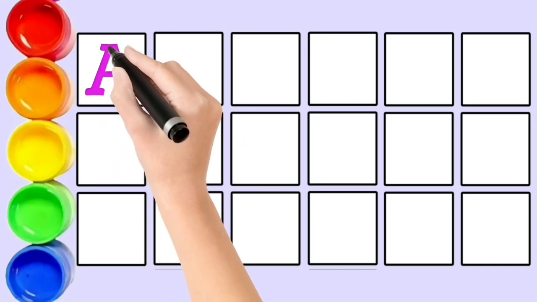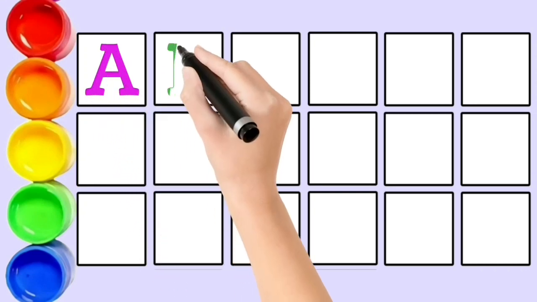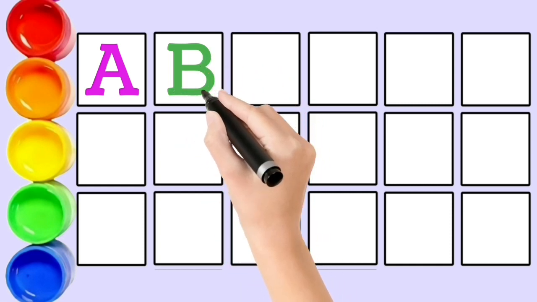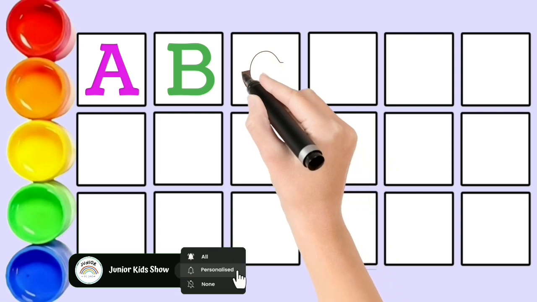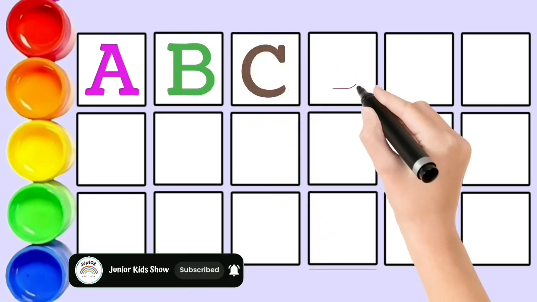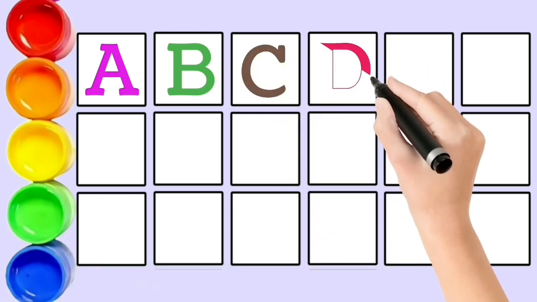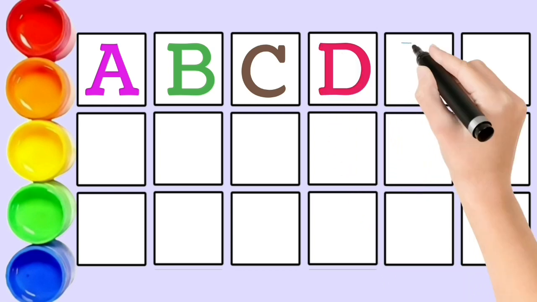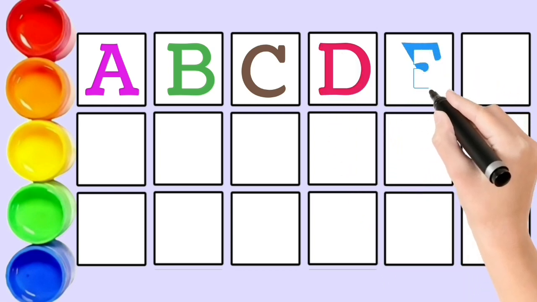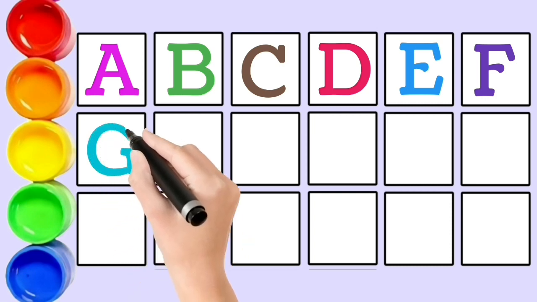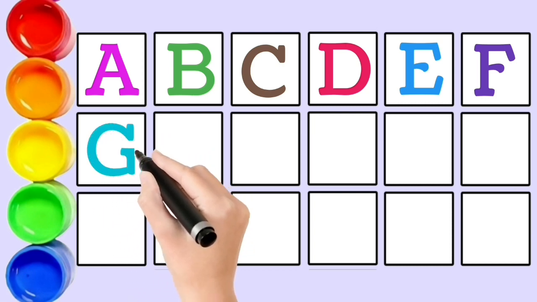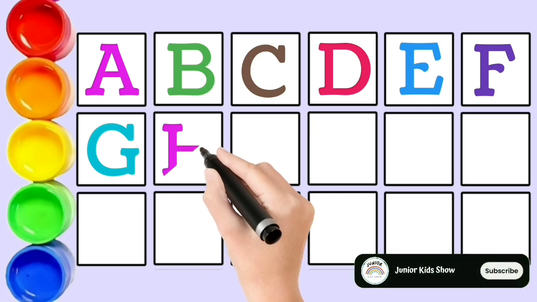A for apple. B for butterfly. C for candy. D for dog. E for elephant. F for flag. G for goat. H for helicopter.